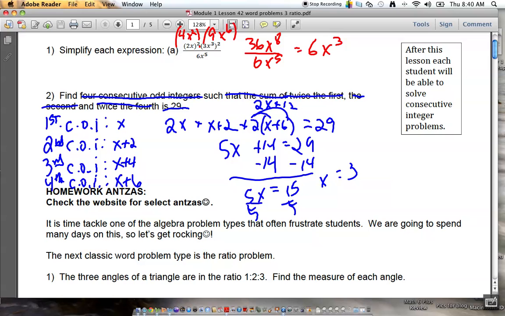Use it, cross it out. When you're done crossing stuff out, you're done. You've used everything that you need for the problem. Okay? All right, so x is equal to 3.